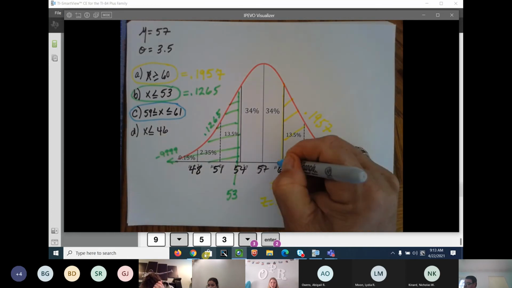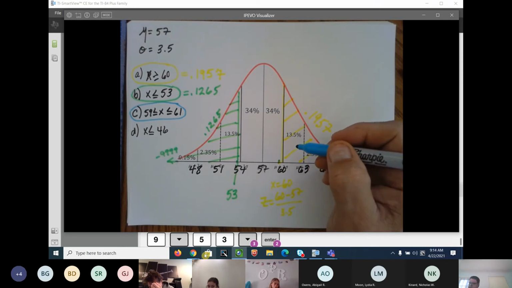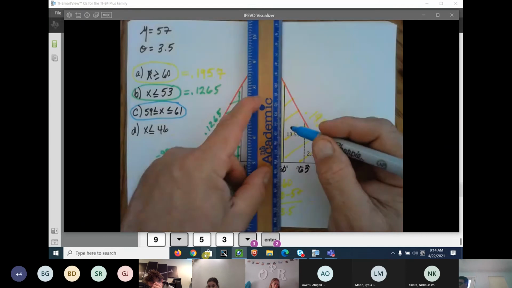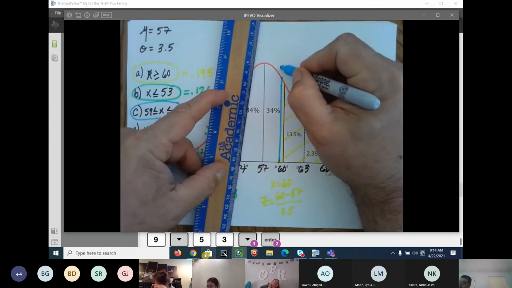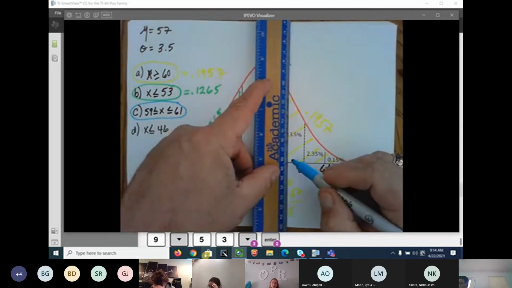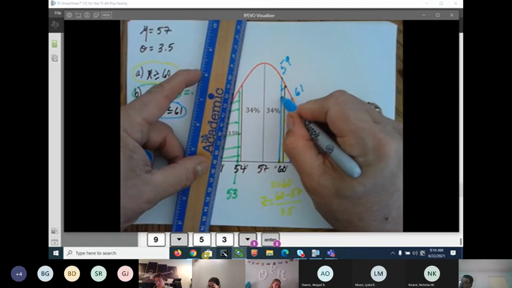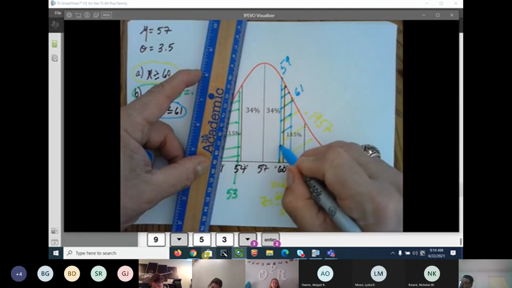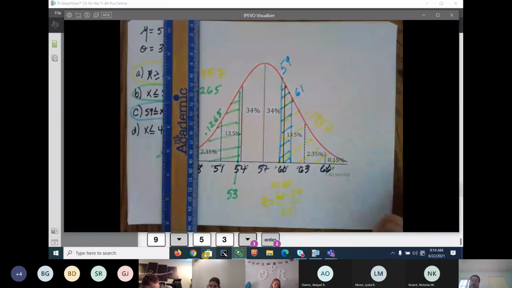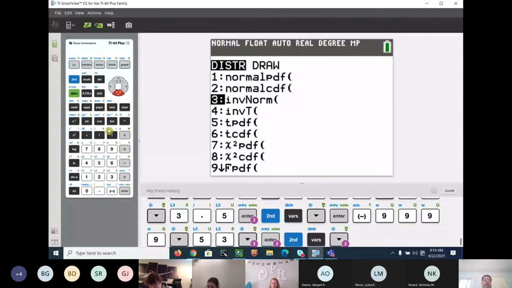59 is right in here, to what? 61. So that's going to be a very small percentage. So second VARS, normal CDF.